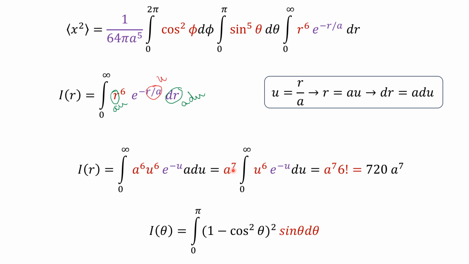I am taking it out because that is a constant. So inside the integral you have u power 6 e power minus u. So this is a gamma integral. So here you have u power 6. So this gamma integral is 6 factorial, and a power 7 outside. 6 factorial is 720. So this will become 720 a power 7.